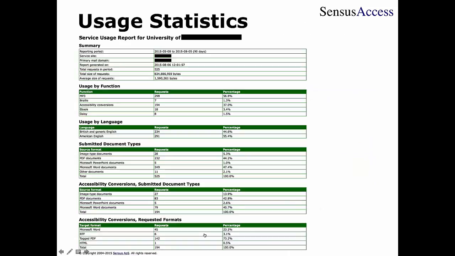We create user statistics for those who are interested in that. They can come out daily, weekly, or monthly, and they do provide you with a summary of how the service is being used with a breakdown by function, by language, and by submitted document type. And you can also see how the accessibility features of the service are being used to convert documents.